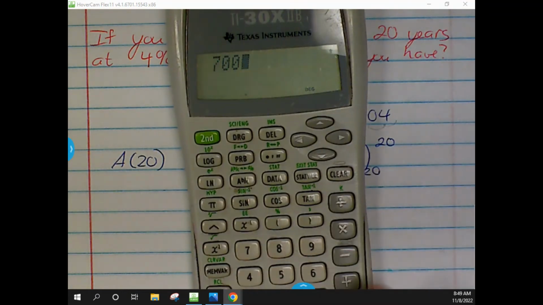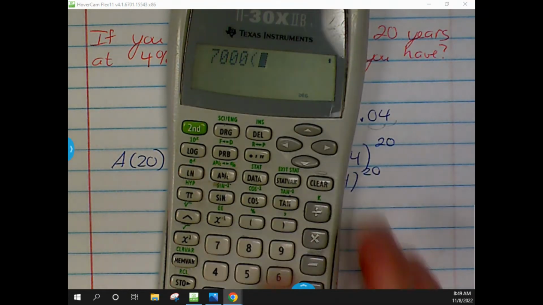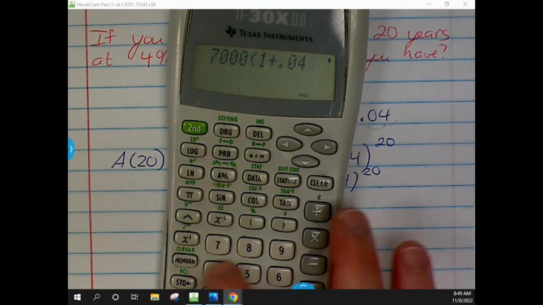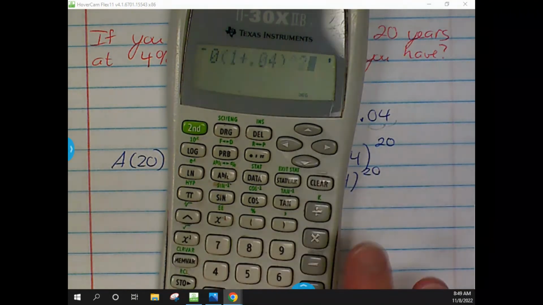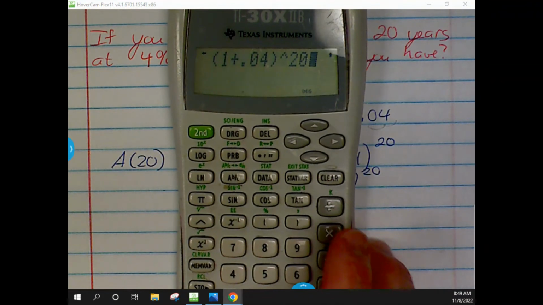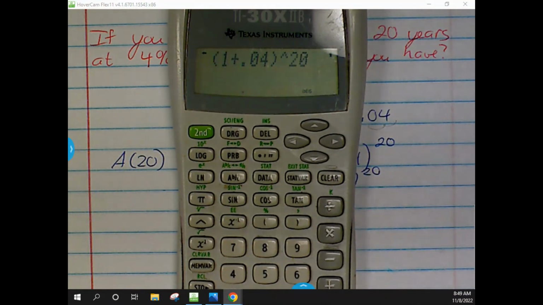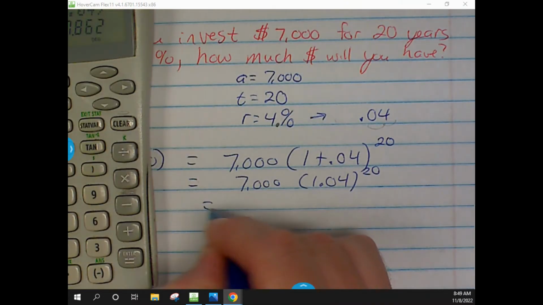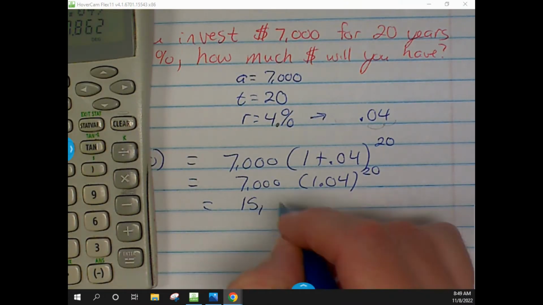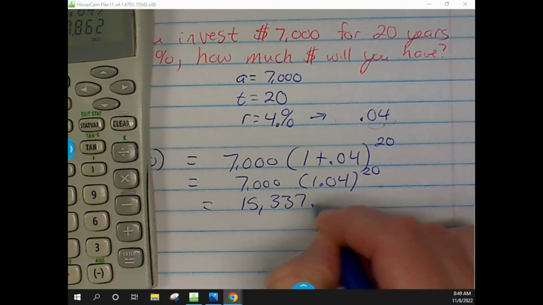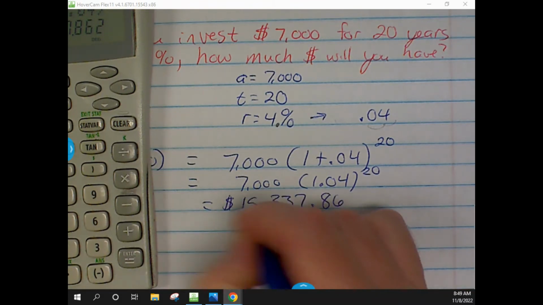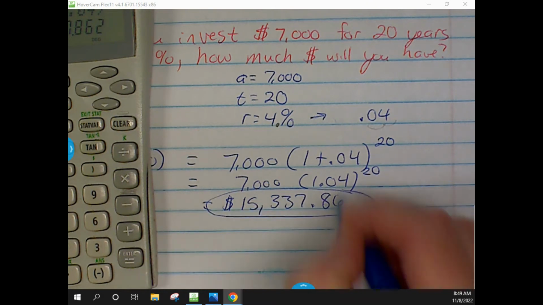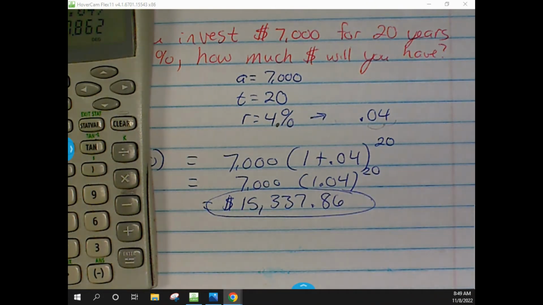So we've got 7,000 parentheses 1 plus 0.04, and then we're going to raise that to the 20th power. There you go. $15,337.86. And the big thing is when you're going through these problems, you have to wait until the end to round everything off. But this one's pretty much the calculator is going to do all the work for you on these parts of it.